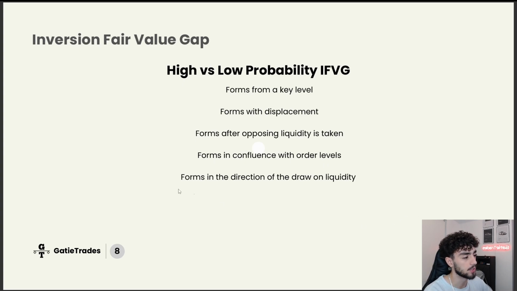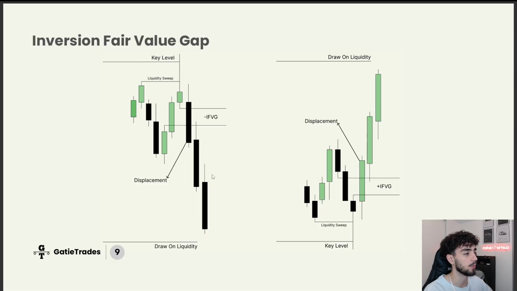inversion fair value gap. And of course, the final and most important one, in my opinion, if it forms in the direction of the drawn liquidity. So if you have a certain level higher that is likely to be met, and you see a bullish inversion, that bullish inversion is simply higher probability. So this is a plus textbook example.